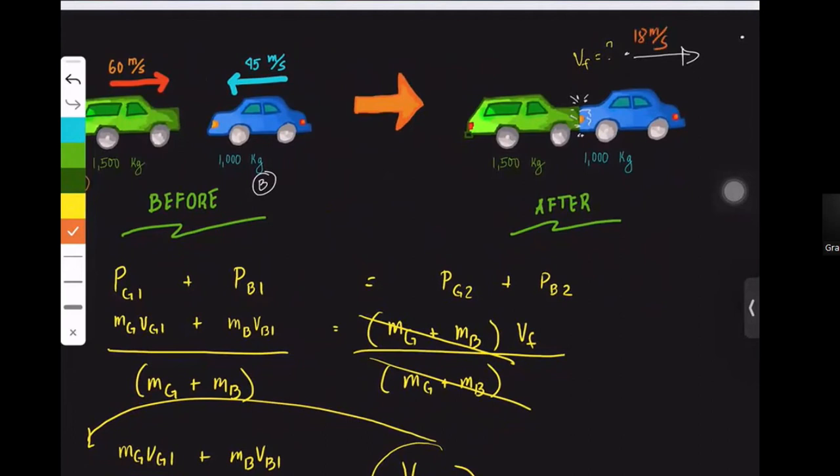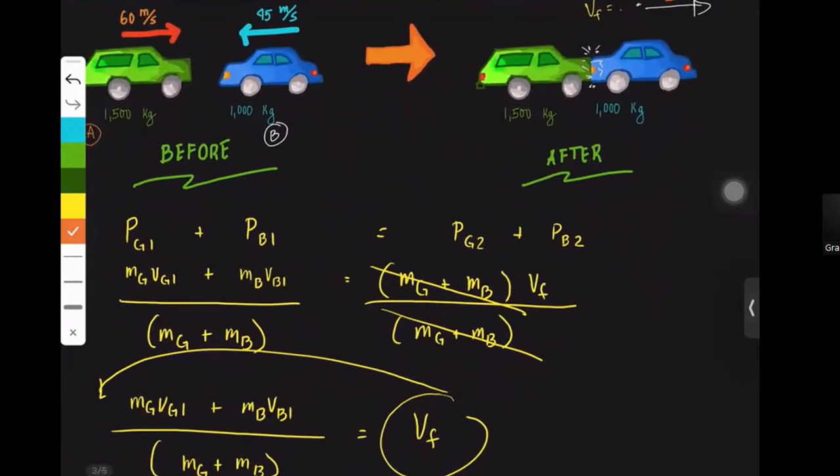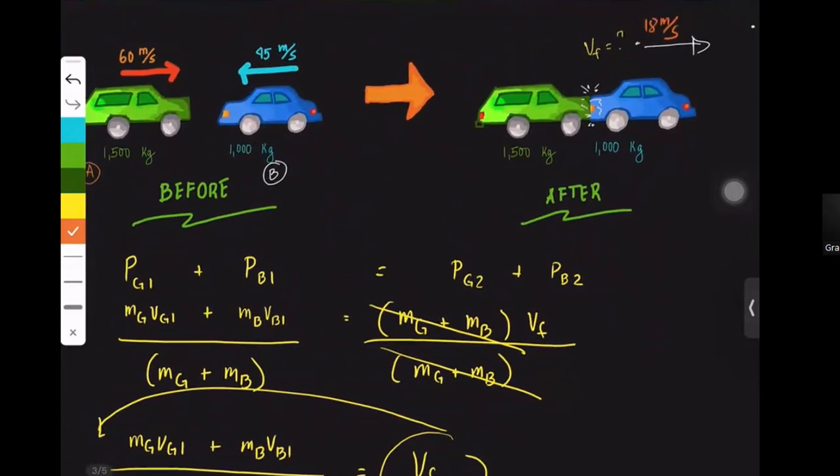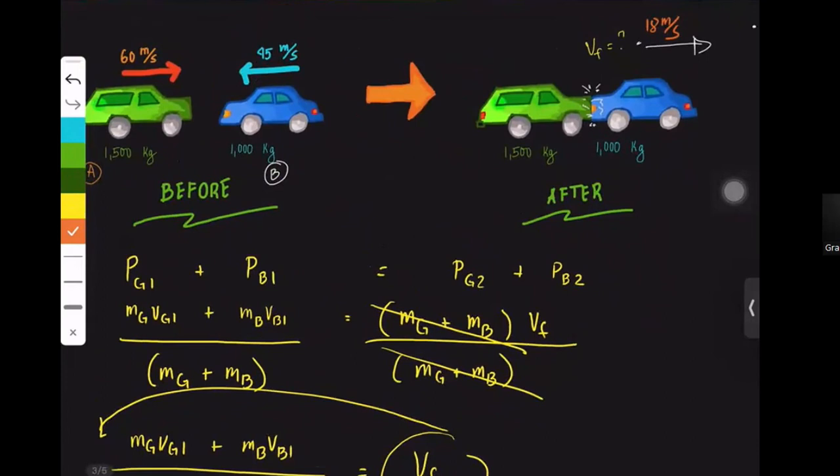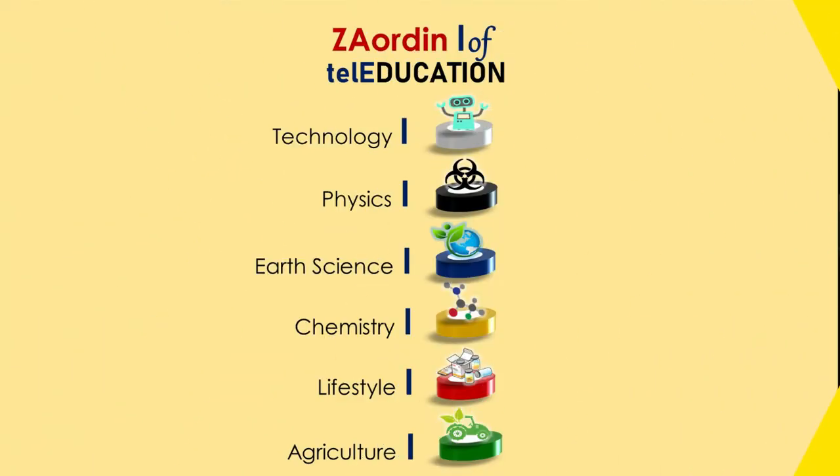Okay? So I hope you will do your part in trying to check if it's really true that the total momentum before the collision should be equal to the total momentum after the collision. So that's it. That's how you solve problems related to this type of collision.